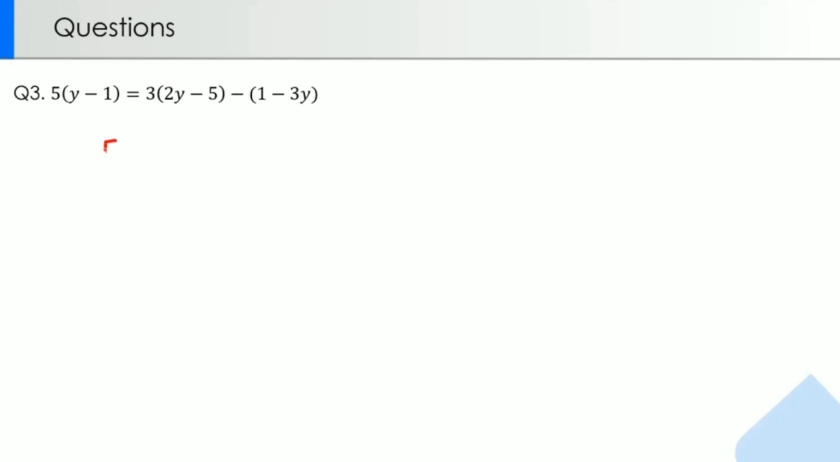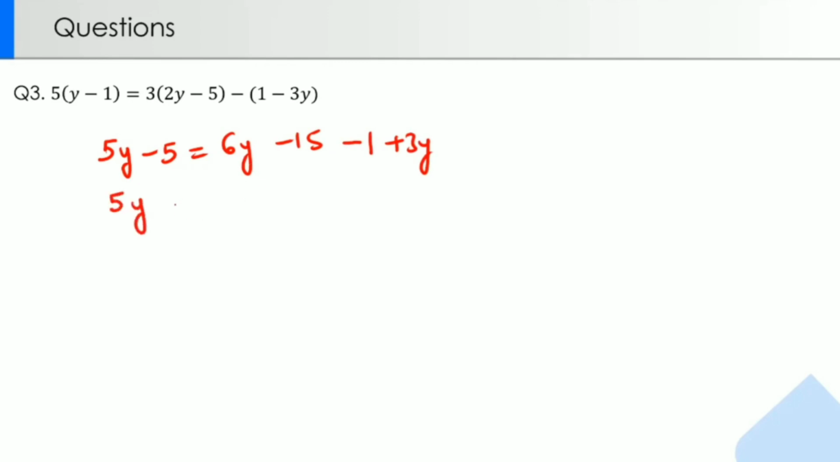So what is the method? First, we are opening the bracket. And when we open the bracket, we multiply this constant term with both the terms of the bracket. So this will be 5y minus 5. This is equal to 6y minus 15 minus 1 plus 3y. So I get here 5y.